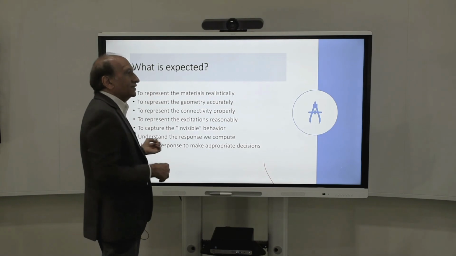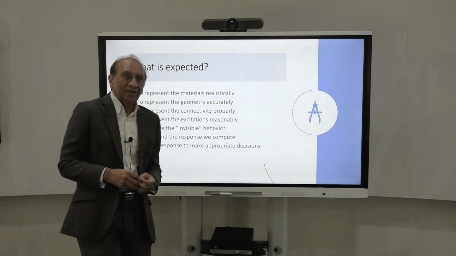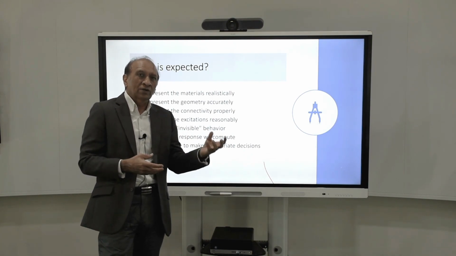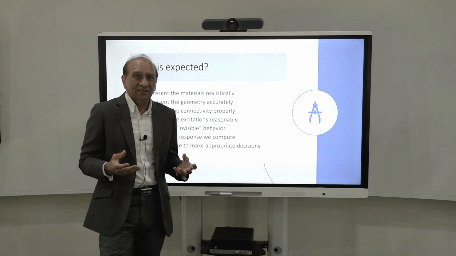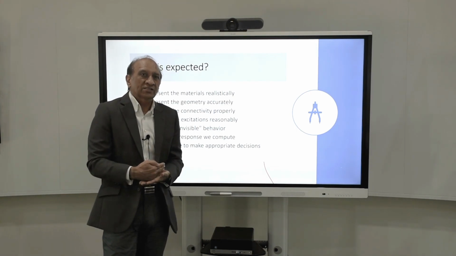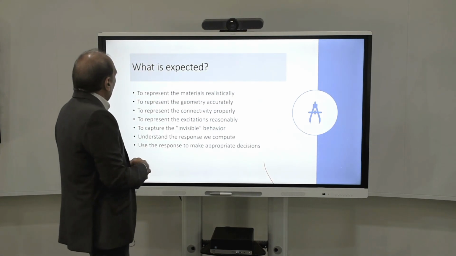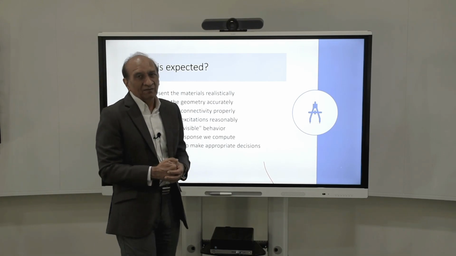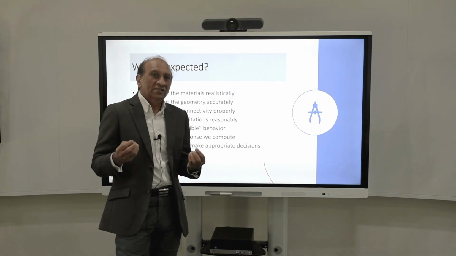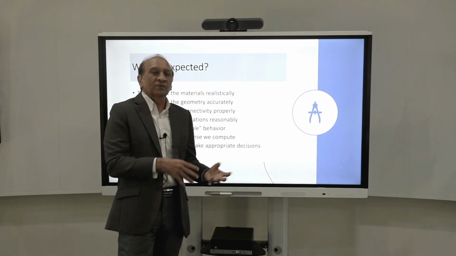Can we represent the connectivity between these elements? How is the beam resting on the walls? What is that connection? Is it a pin? Is it a roller? Is it a spring? What is it? How do we represent that simple connection where the beam is simply resting on the top of the wall? How do we capture the invisible behavior? For example, friction between the wall and the beam, or the sliding of the beam, or falling off of the beam.